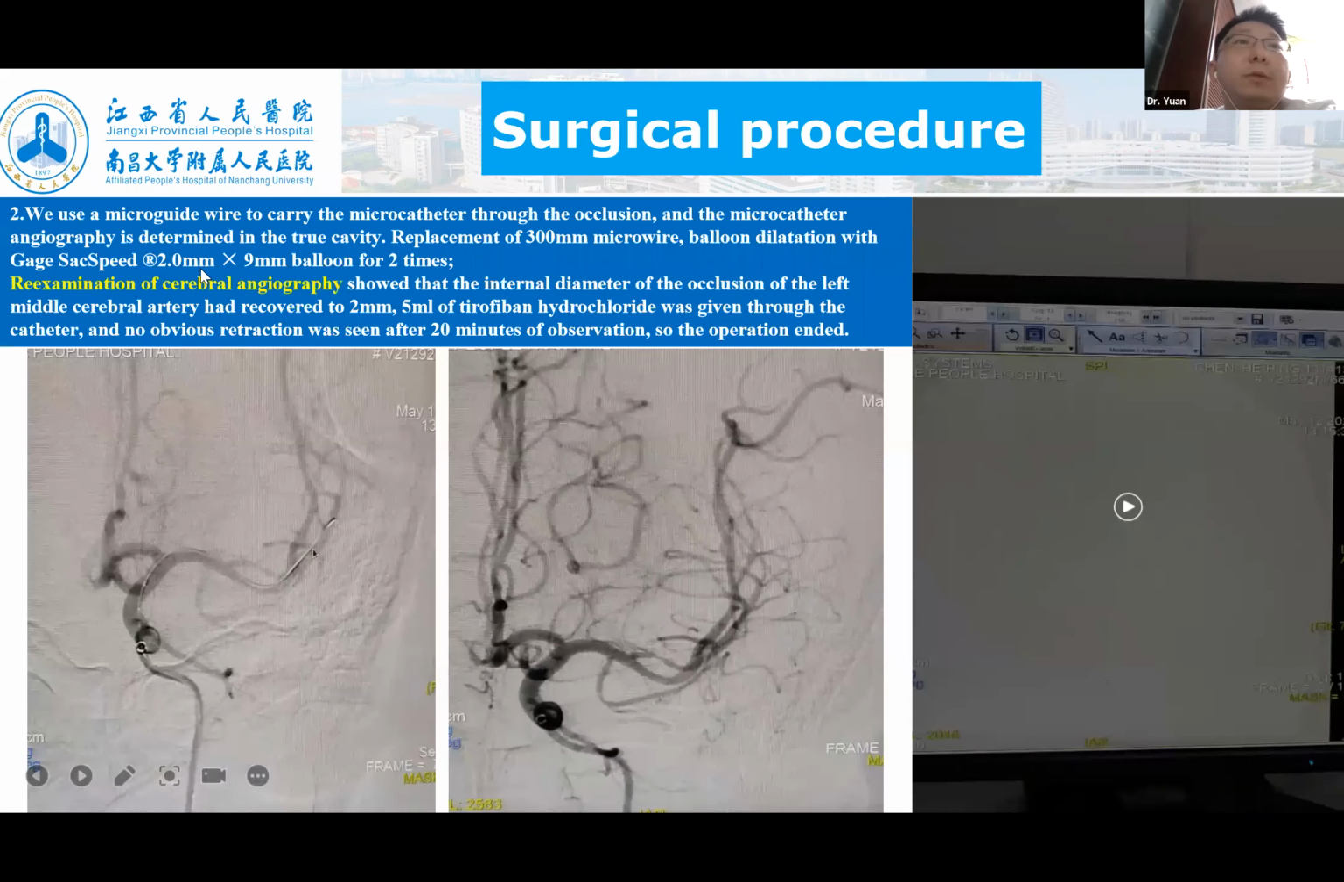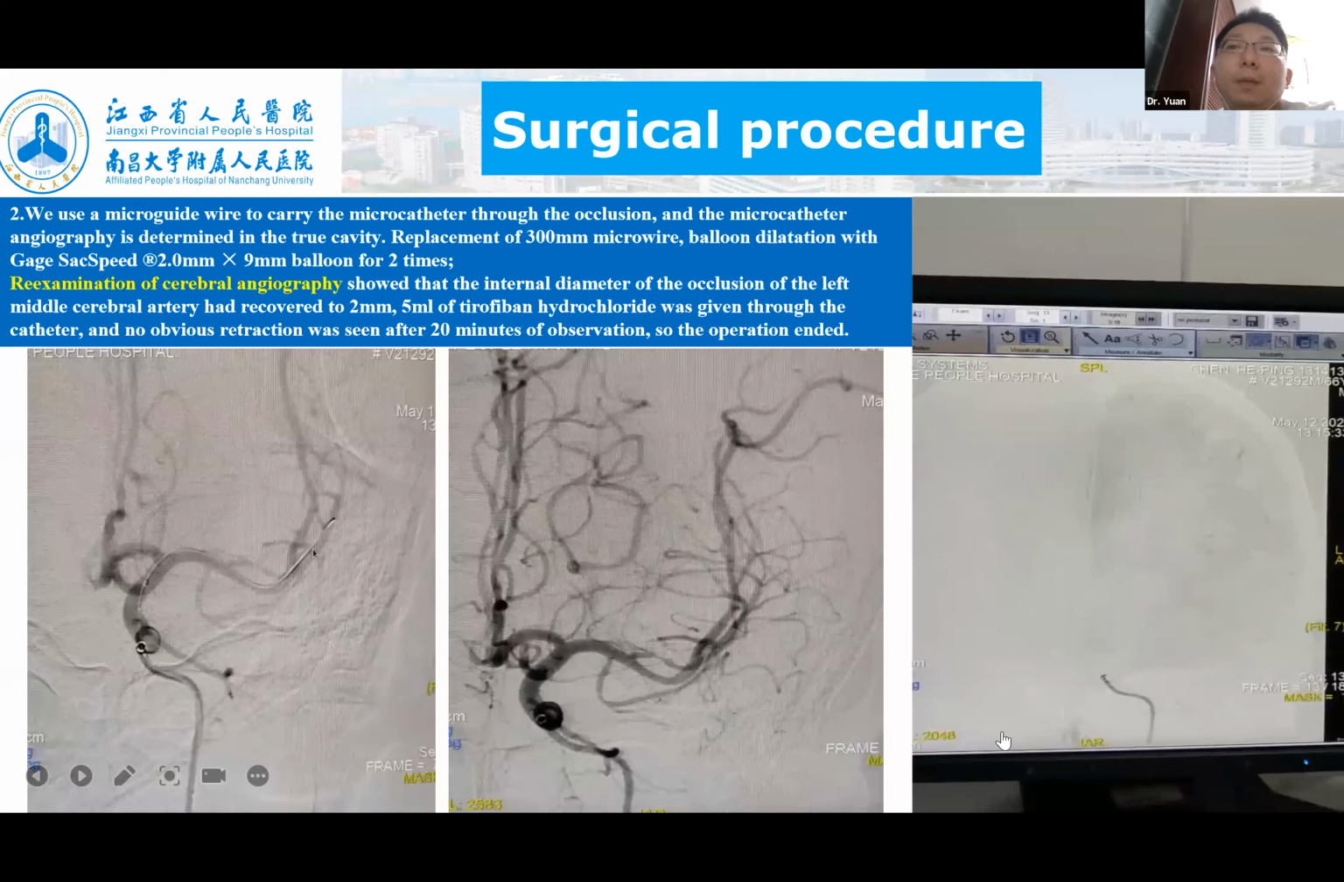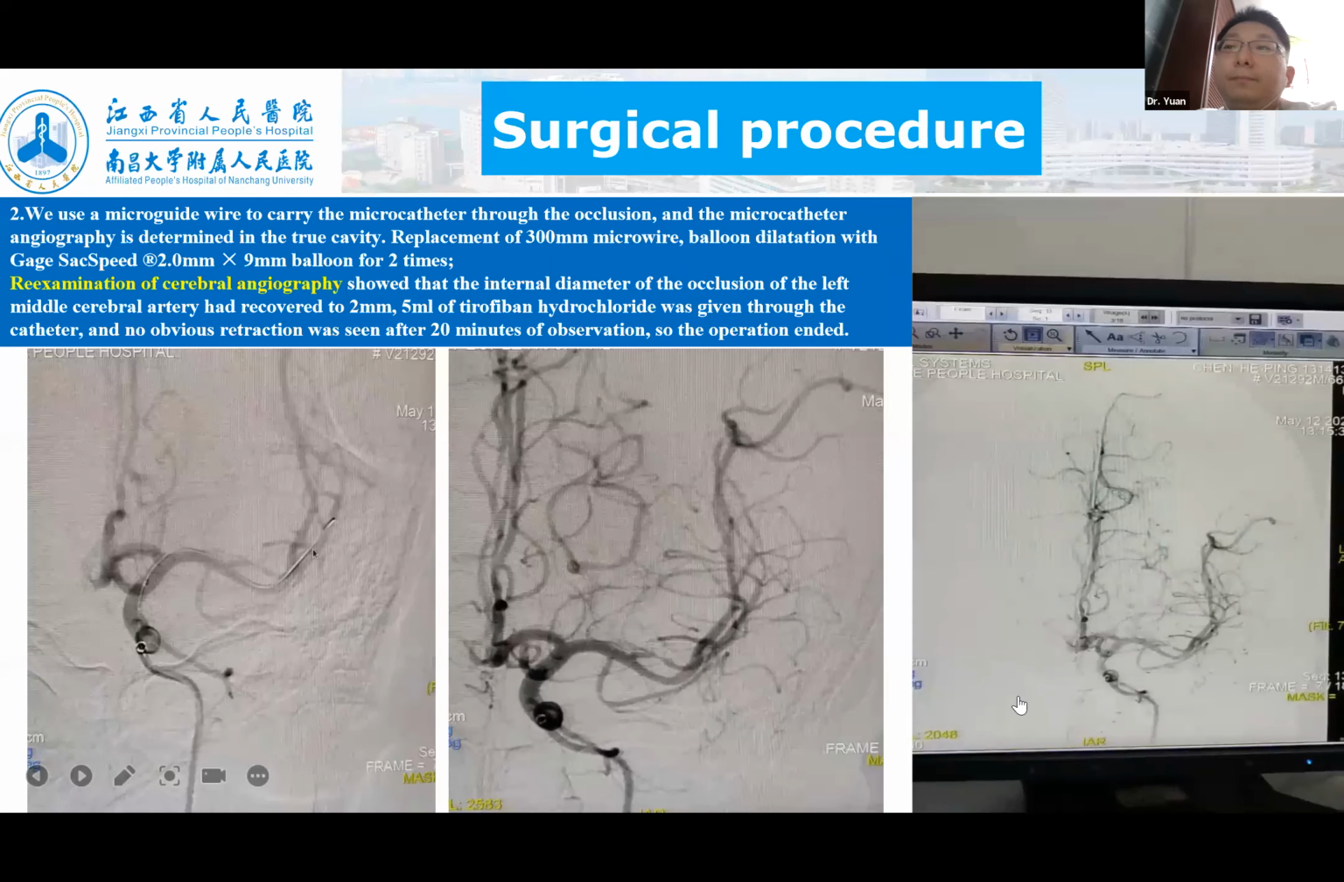Okay. Now is our microcatheter, which carries the microwire through the occlusion. And the microcatheter is advanced into the distal artery, with replacement of a certain microwire. And now let's see the angiography after the operation. Now see this shape. We can see in the picture that the blood flow is very well. And this video is also as well.